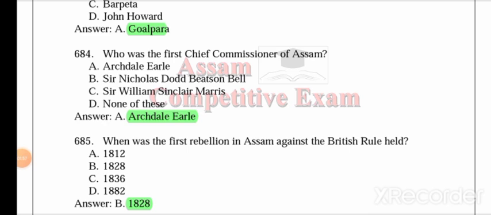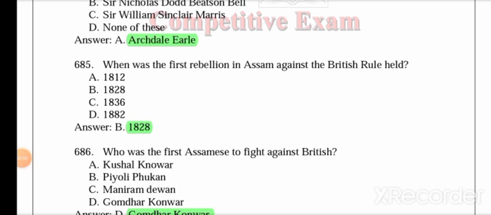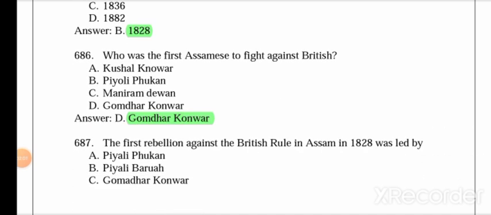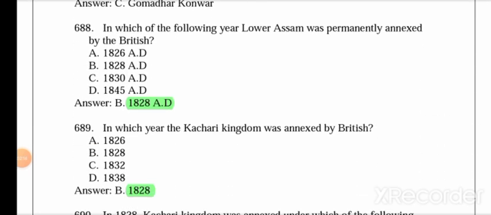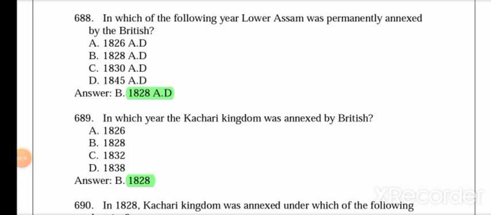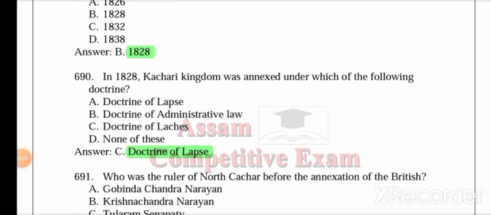It was Ardale Earle. When was the first rebellion in Assam against the British rule held? It was in 1828. Who was the first Assamese to fight against British? Komdhar Kaur. Very important question and has come in various examinations. In which year was Lower Assam permanently annexed by the British? It was in 1828 AD. In which year was the Kachari Kingdom annexed by British? 1828. Kachari Kingdom was annexed under which doctrine?